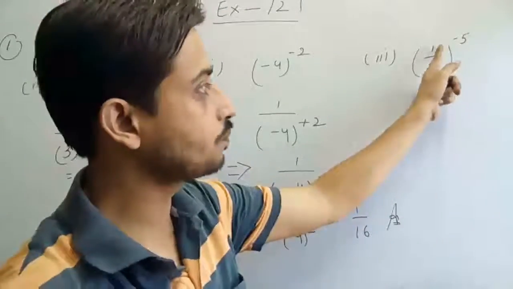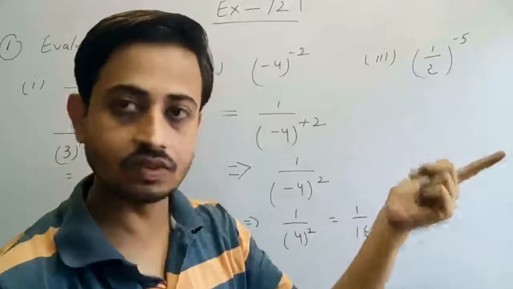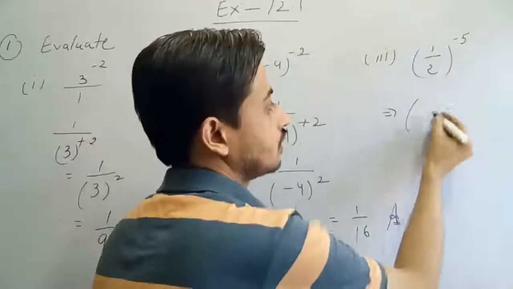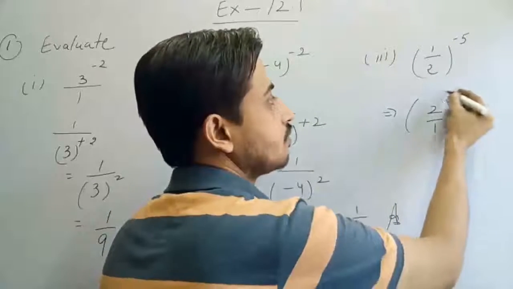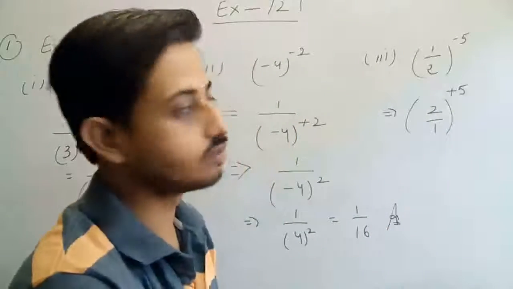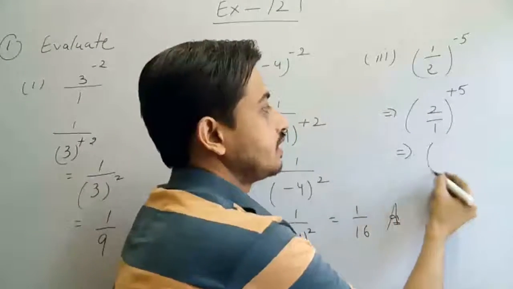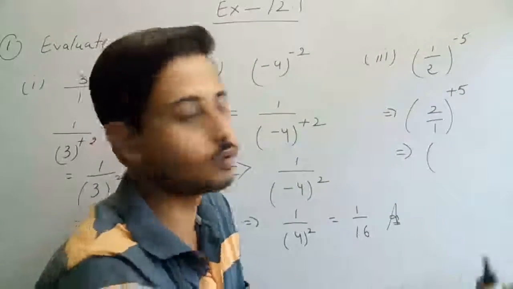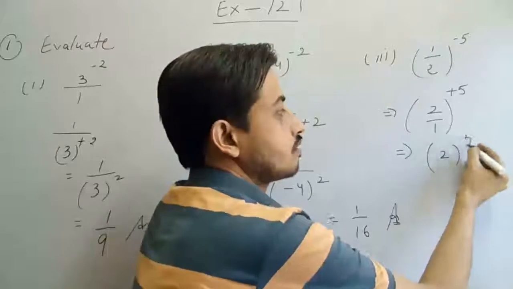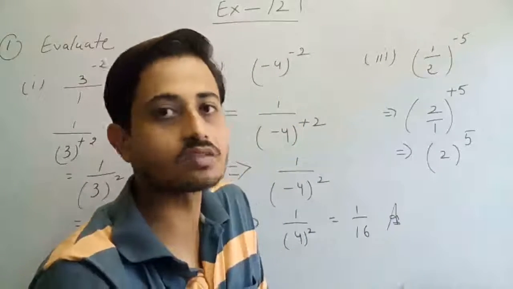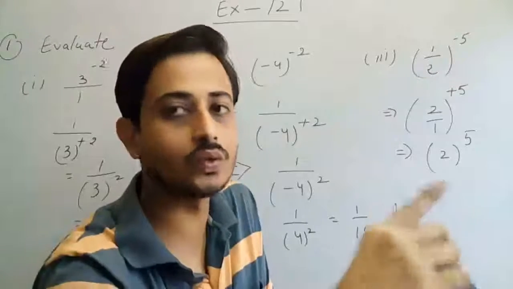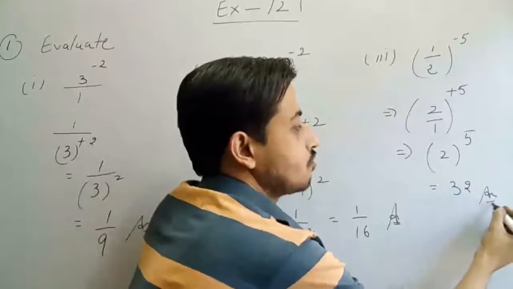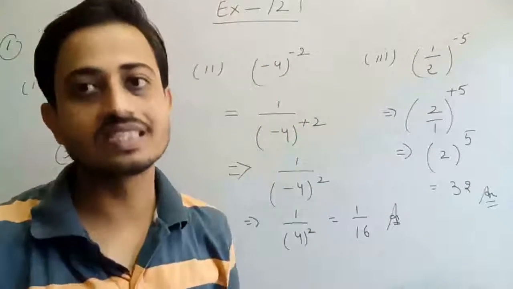Again the term is in terms of P by Q, and the power is negative. Do reciprocal to get the positive power. So this becomes what? 2 by 1, and the sign of the power becomes positive 5. And positive 5 can be written as simply 5. 2 by 1, if we divide 2 by 1, we get 2. So 2 raised to the power 5. And you know 2 has 5 times. So what's the answer? 2 into 2 into 2 into 2 into 2. We get 32. This is the final answer. So please make a note.